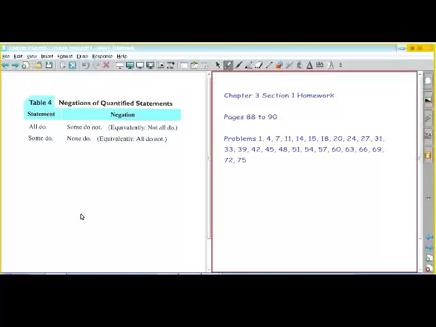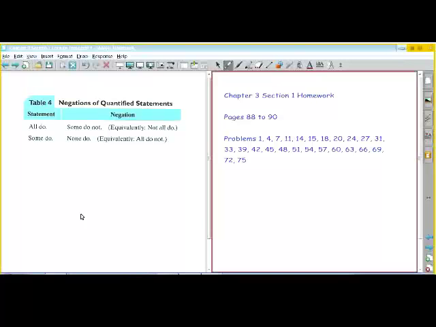And if you have a statement that involves some do, then the negation would be none do. Because some could mean all of them, or it could mean less than all of them, but some means at least one person. So the opposite of at least one person is none. So those are some ones that you could use kind of as a rule.